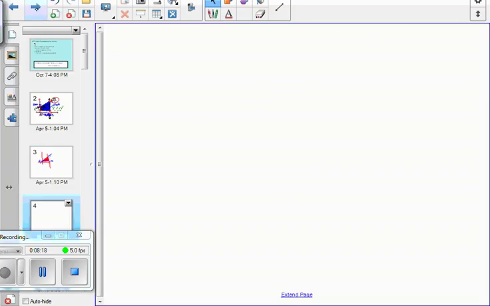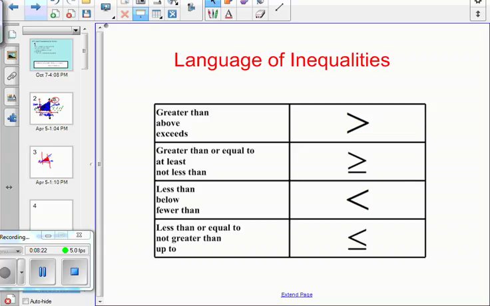Everybody flip to this slide here. If I say greater than, you know that's a greater than sign. But what if I say more than? Isn't that pretty much the same thing? Yeah. Or above, that also means the same thing. So any of these words would mean you should use that symbol. So when later we're translating and saying Bob can make no more than 12 CD players, you got to be able to translate, and we're going to say CD players are x, and he can make no more than.